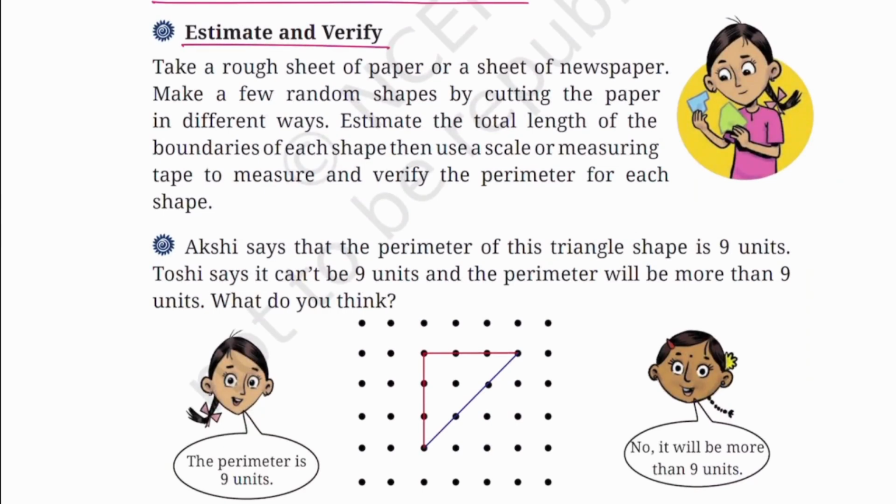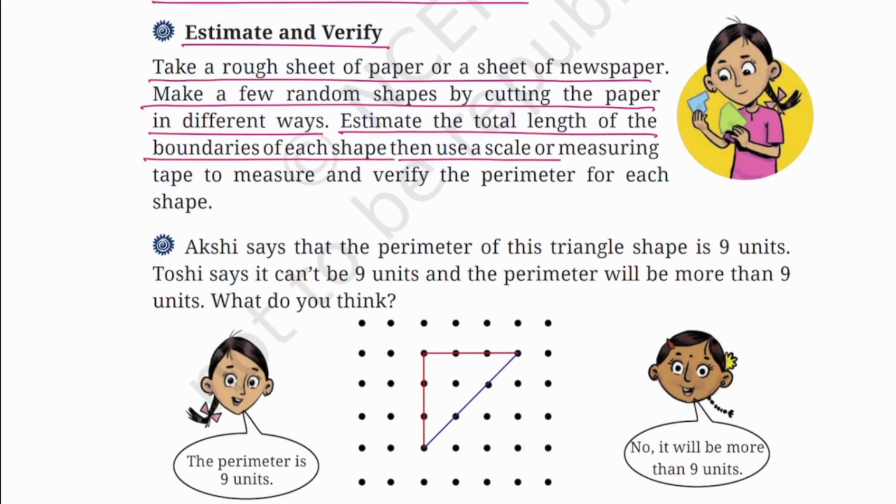Estimate and verify. Take a rough sheet of paper or a sheet of newspaper. Make a few random shapes by cutting the paper in different ways. Estimate the total length of boundaries of each shape, then use a scale or measuring tape to measure and verify the perimeter for each shape.